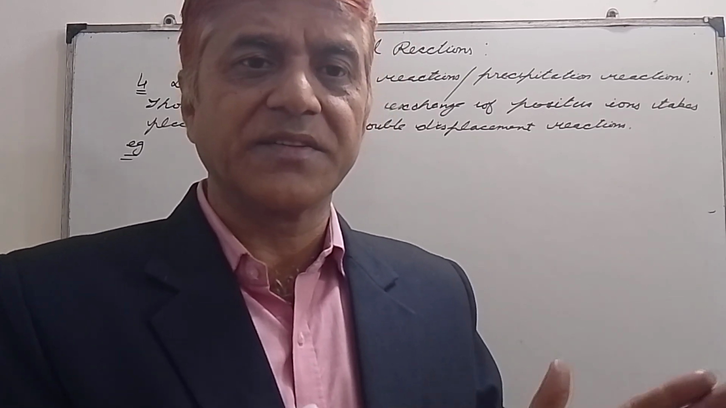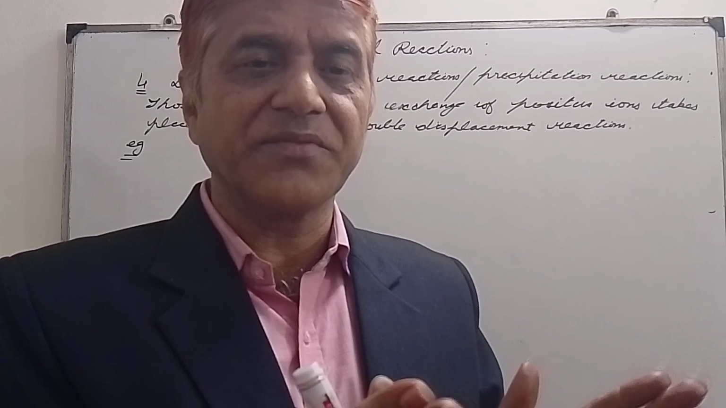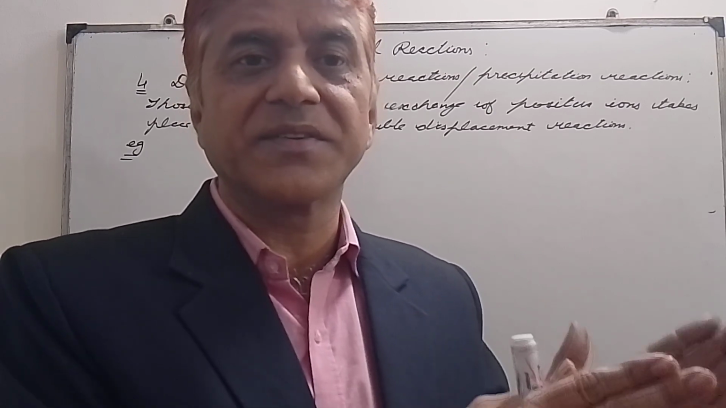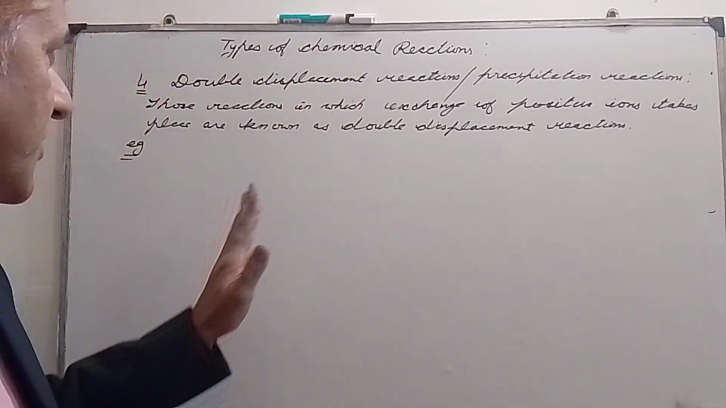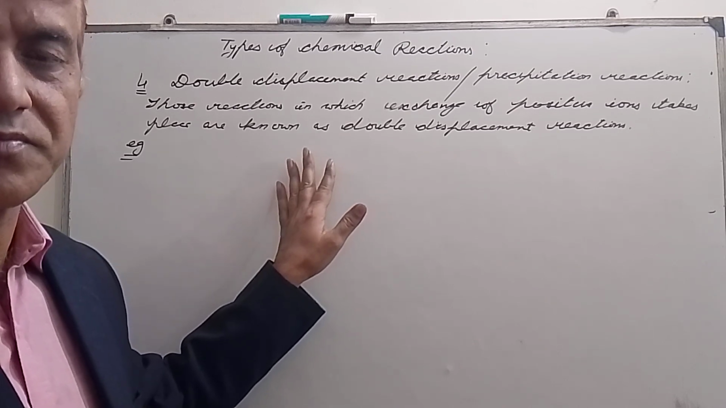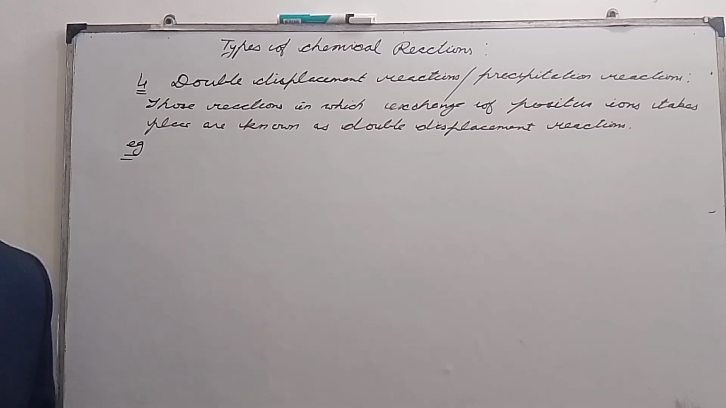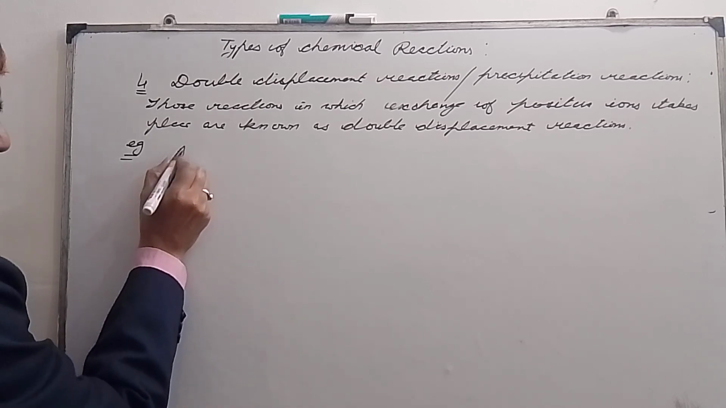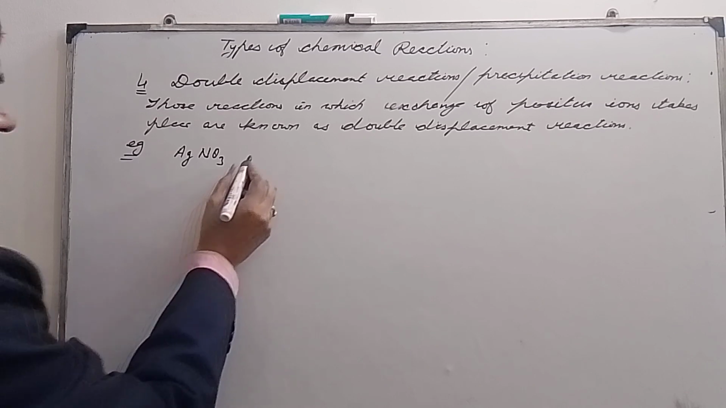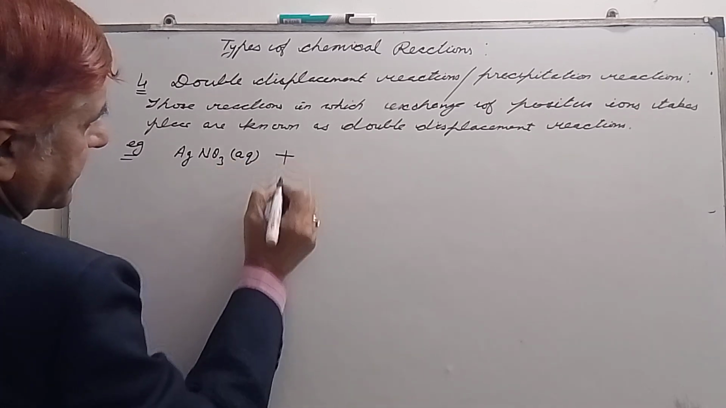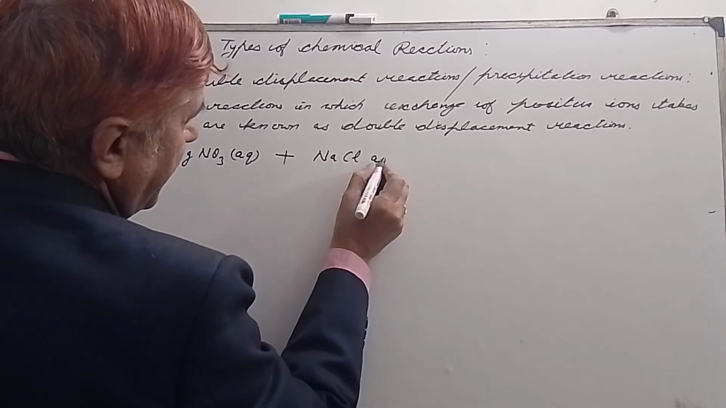So we will take reaction between ionic compounds, and we can also take reaction between ionic compounds and acids. So through examples this will be clear. For example, silver nitrate, aqueous, plus sodium chloride, aqueous.